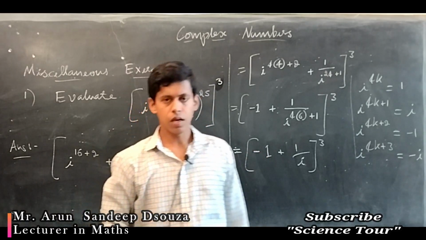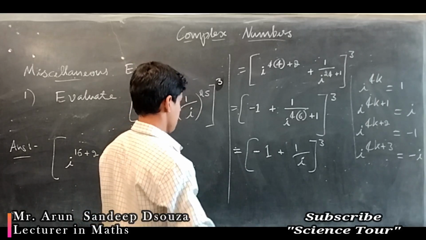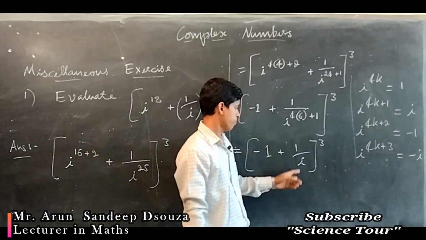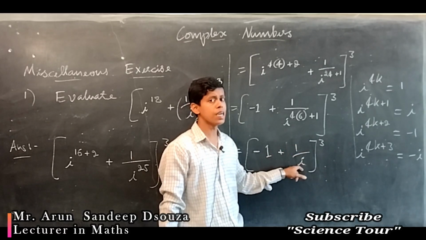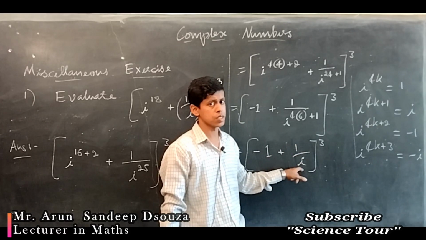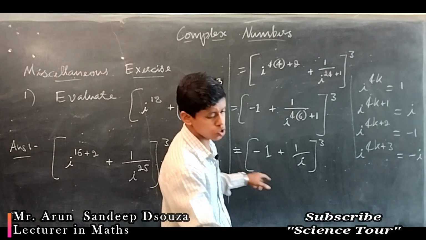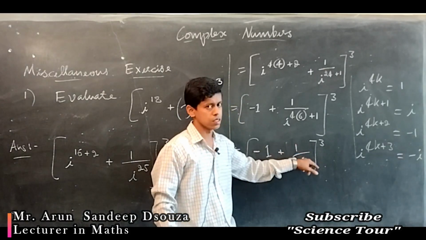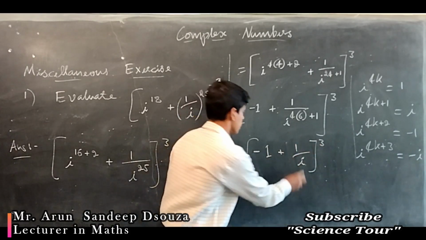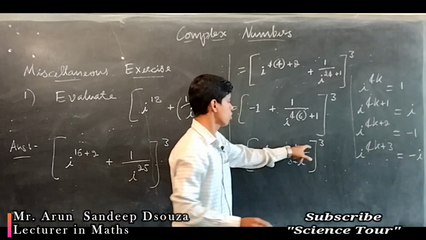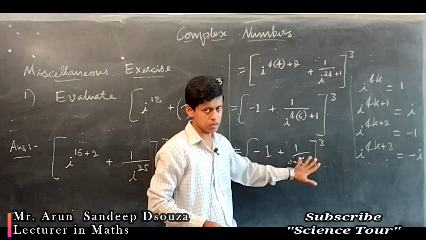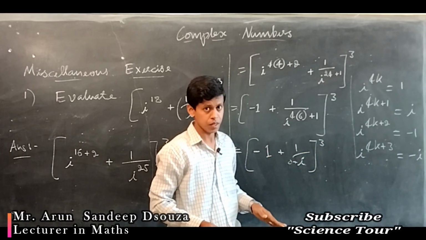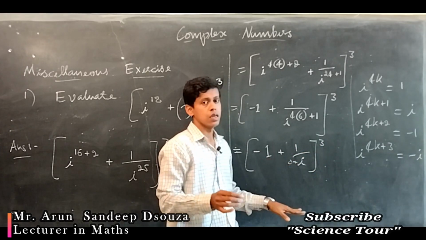Alright. Well, what will I do next? I have two options. One is I can rationalize this. The denominator should not be complex, and I is complex, so I should rationalize. Multiply and divide by the conjugate. This is actually 0 plus I, so the conjugate is 0 minus I, multiplying and dividing by minus I. Okay, I can do that.